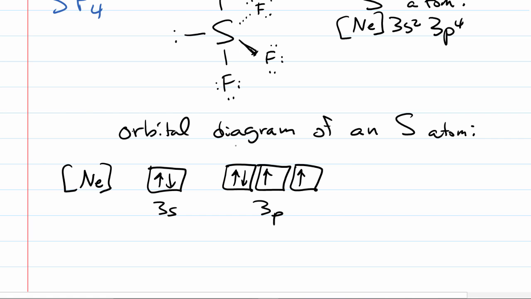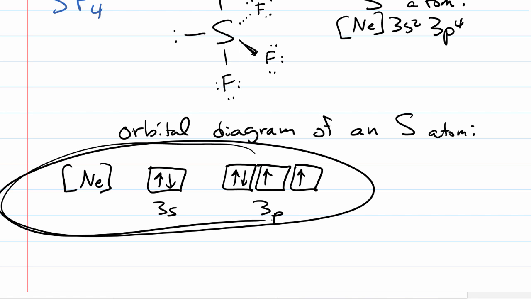Well, now if we look at it strictly like this, what this would tell us is that sulfur really only needs 2 more electrons to fill its outer level. And if it only needs 2 more electrons to fill its outer level, that would mean that really it could only form 2 bonds, and it's not doing that. So we need an explanation that tells us how we get to this point.